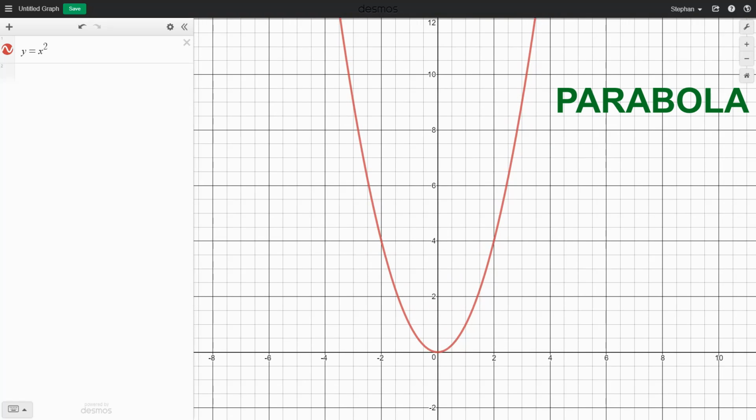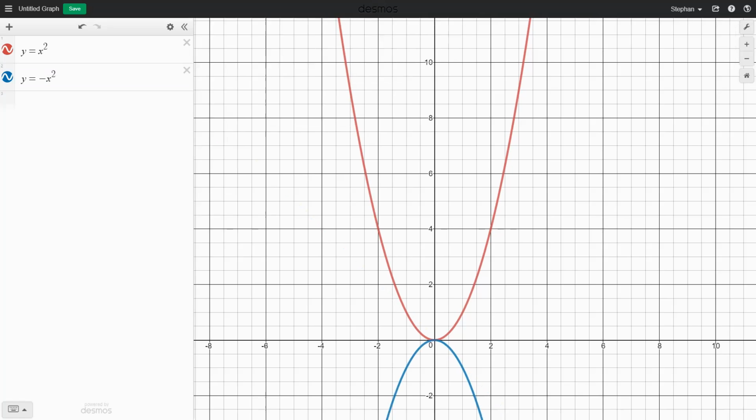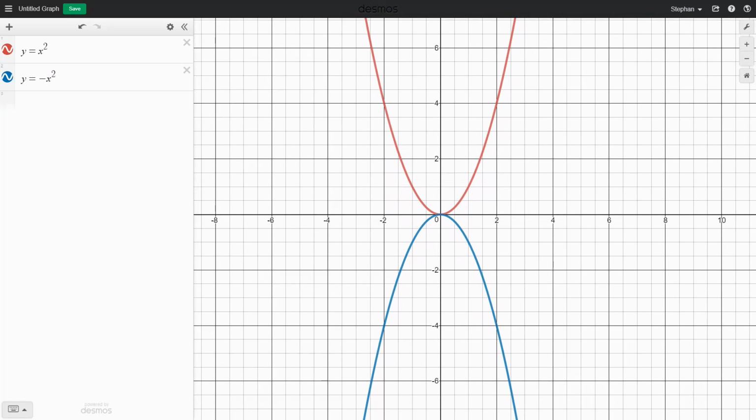Now this shape is what's actually called a parabola. And a parabola can be two ways. It can be facing upwards like this, so it looks a little bit like a happy face. The technical term is convex. Or you can have it upside down, that blue one there, and that's called concave.